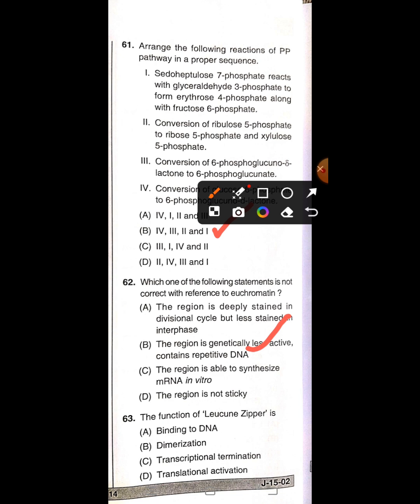So the function of leucine zipper is, options are binding to DNA, dimerization, transcriptional termination, translational activation. So for this the correct answer is B, that is dimerization. Okay, so let's see the next question.